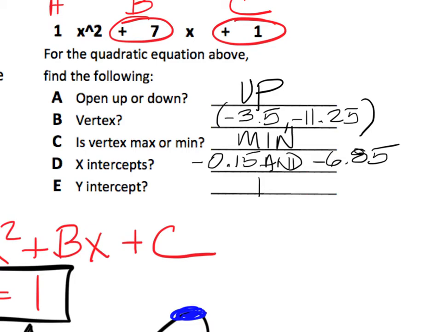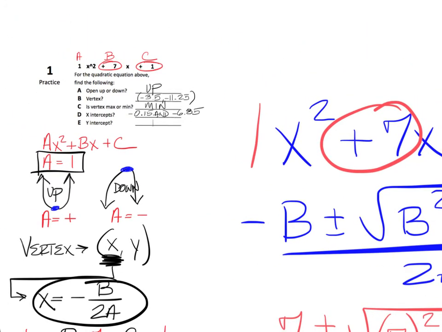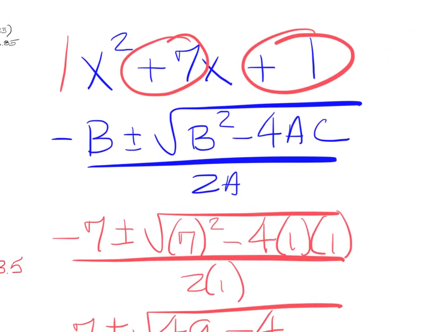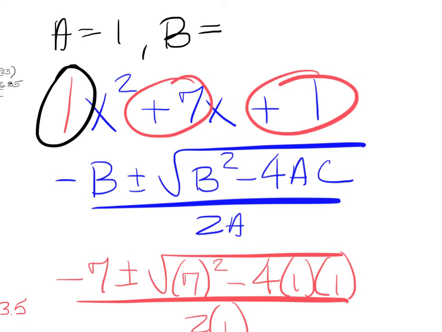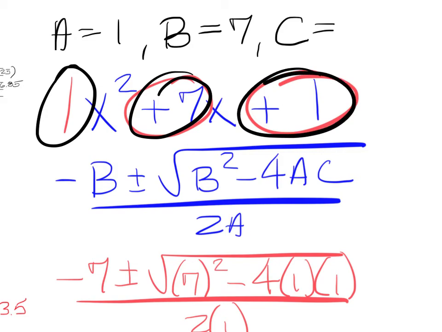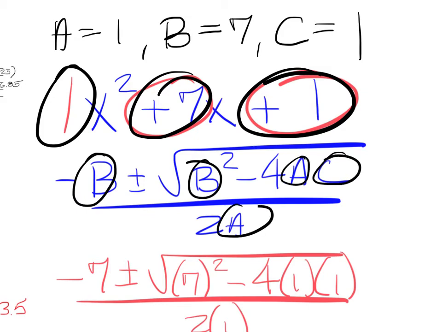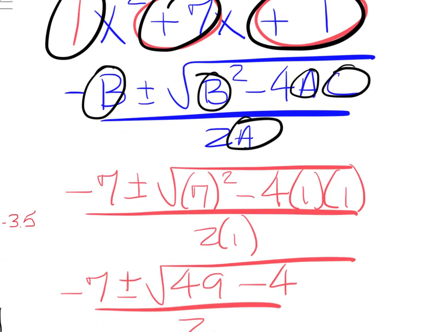We had to find the x-intercepts, the spot at which the graph crosses the x-axis. And that spot was illustrated, I believe, here. Here is your expression, and we're using the quadratic formula to find the x-intercepts. To do that, you have to know what a, b, and c are. A is 1, b is 7, c is 1. And we plug those into these parts here of the quadratic formula, which you must memorize. And here they are plugged in.